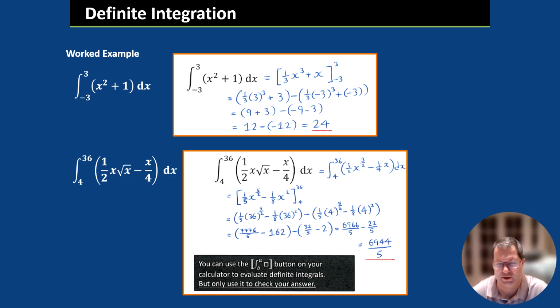We substitute in 36, and then we take away the same thing but substituting for 4. And evaluating or calculating what the answer is, we get 6944 all divided by 5. And notice in the box it mentions there's a button on a calculator you can use to evaluate definite integrals, but you should only be using it to check your answer.